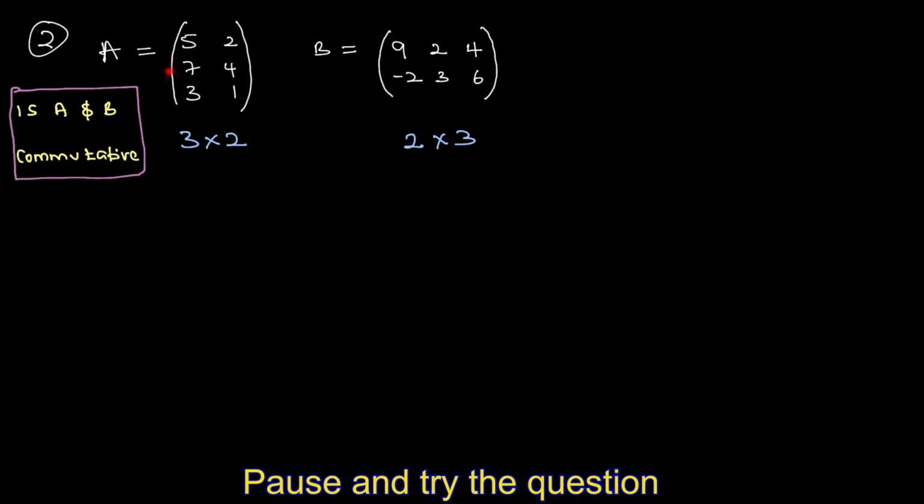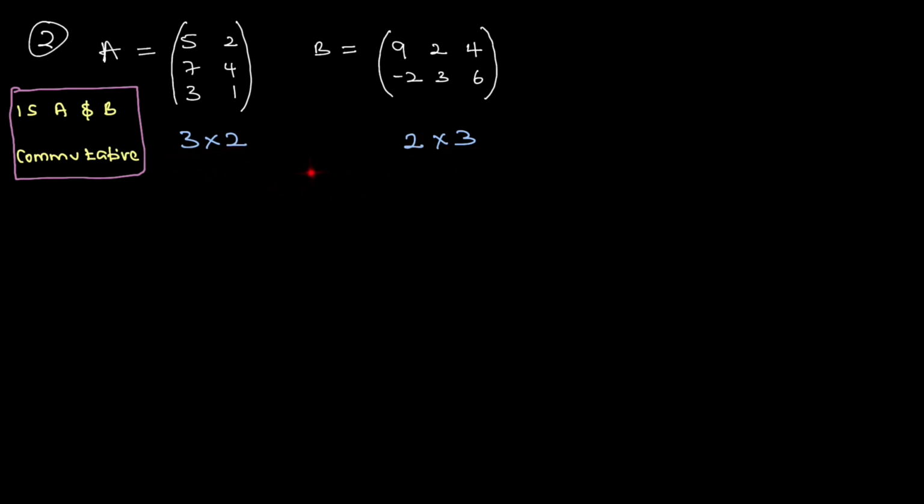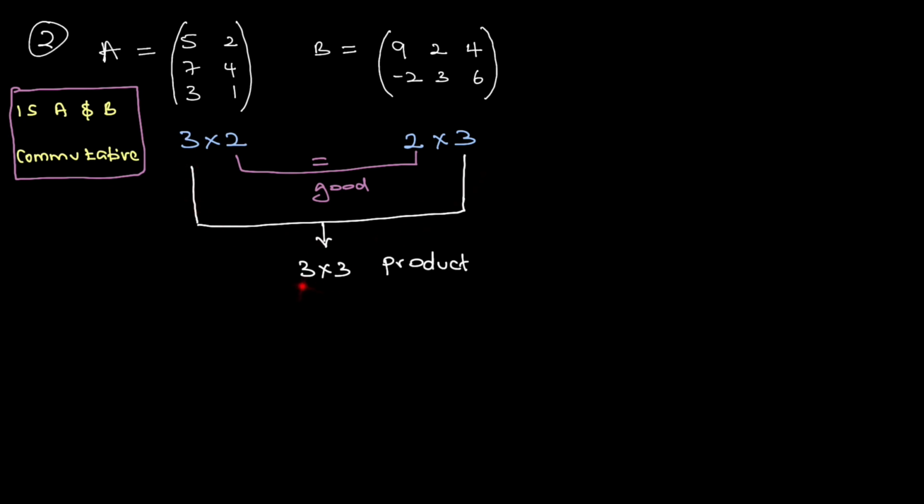Question 2. We've got two matrices. We need to find if A and B are commutative. This matrix is 3 by 2, and this is 2 by 3. Yes, we can multiply them together. This is good for multiplication, and the expected product is a 3 by 3 product. This is matrix A times B.